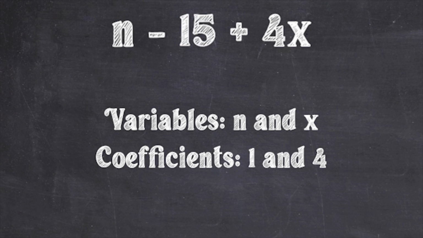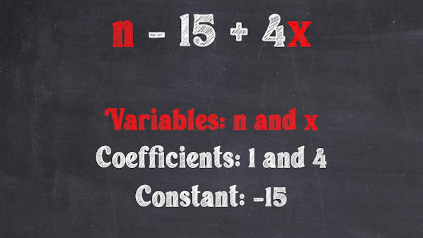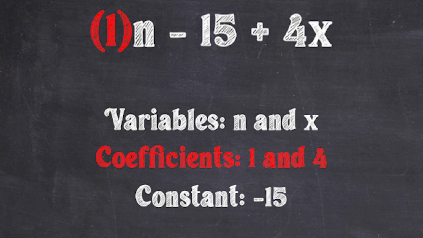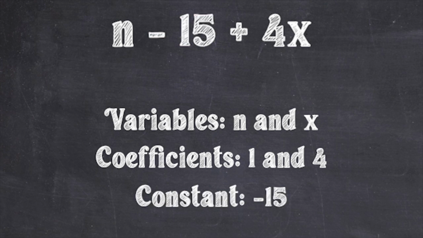Since the 15 here appears after the minus sign, it would mean that the constant is actually negative 15, and not simply 15. If the 15 were to appear after a plus sign, like we had in the previous examples, positive 15 would be the constant. Therefore, the constant in this algebraic expression is, in fact, negative 15. To sum up the parts of this algebraic expression, variable n, x, coefficient 1, 4, constant, negative 15. Let's try another example.